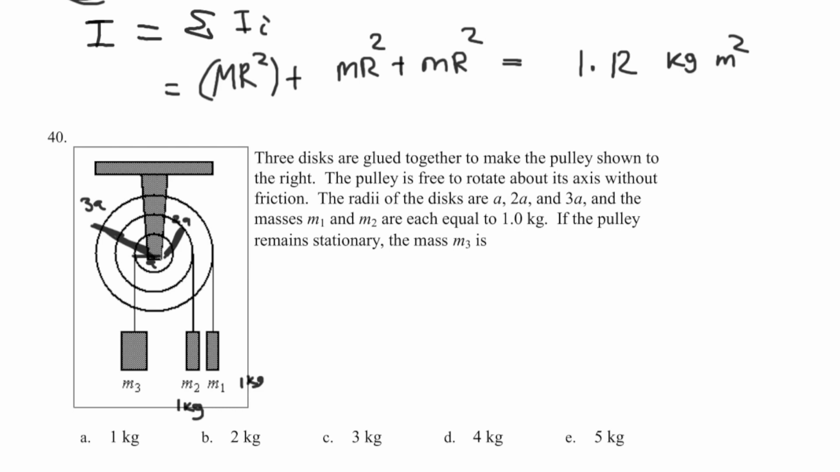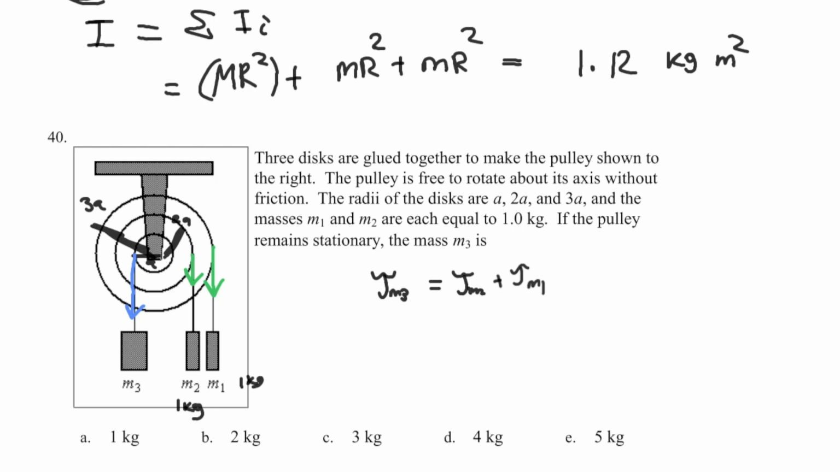So we just got to set our torques equal to each other. So going clockwise, we have 2 torques. So we have M2 and M1's tensions are both pulling clockwise. And then we have M3 who's pulling counterclockwise. So we just know that the torque caused by M3 is equal to the torque caused by M2 plus the torque caused by M1.